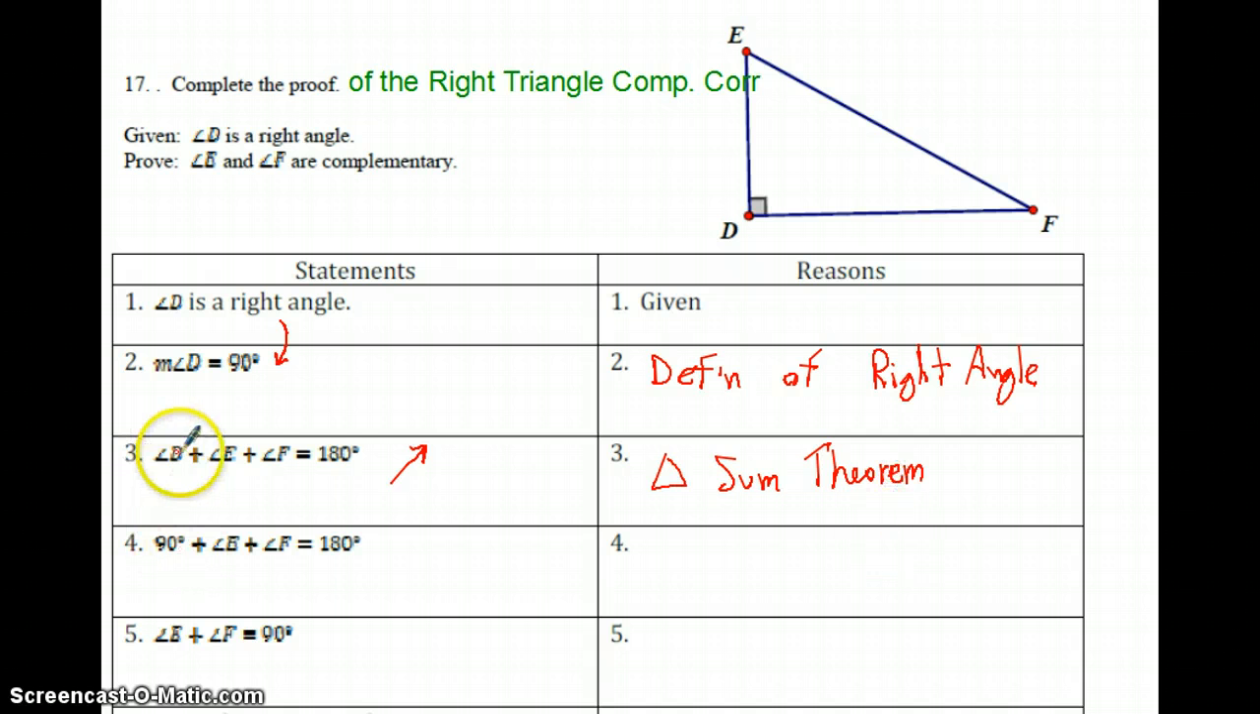Then, D plus E plus F is 180. How come 90 plus E plus F is 180? Oh, wait. All they did was change the D to the 90. How can I swap out D and 90? Oh, look. I already knew D was 90. That's substitution.